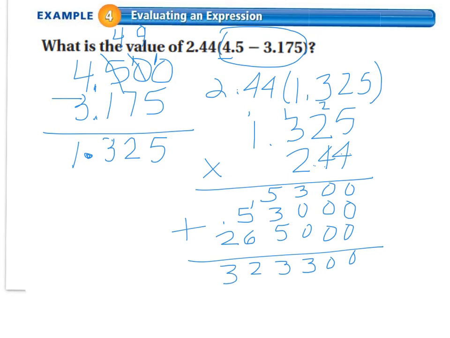Now I get to the part where I need to count the decimal places. Counting the decimal places in my factors first, I see there are 1, 2, 3, and here there's 1, 2. So 5 decimal places I need to move my decimal. 1, 2, 3, 4, 5. And my answer becomes 3.23300. I don't need those zeros on there, but that would be the solution to the expression 2.44 times the quantity 4.5 minus 3.175.